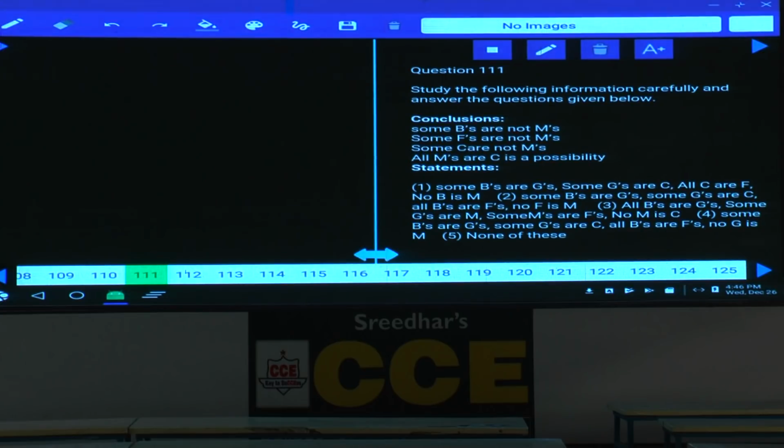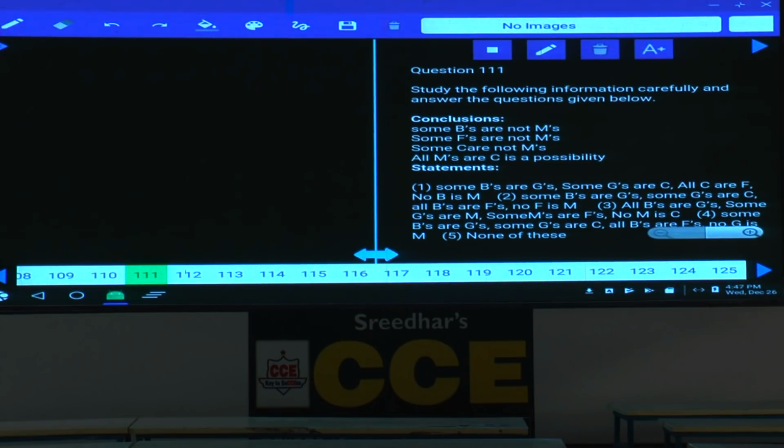And the next one, some C's are not M. Now coming to this one, some C's are not M. Now C is here, M is here. Some C's are not M, F and M. Now here, is there any statement between F and C? No statement between F and C. As no statement between F and C, then what is your answer here? Choice 2 also cannot be your answer.